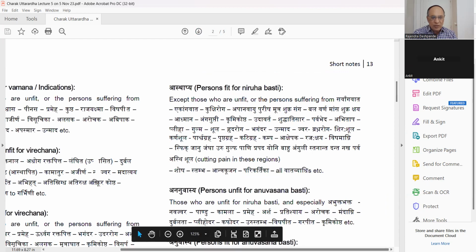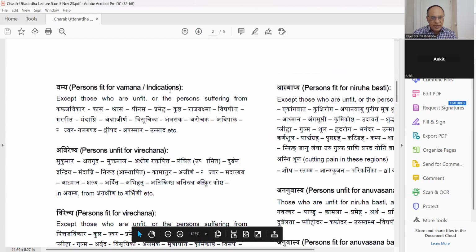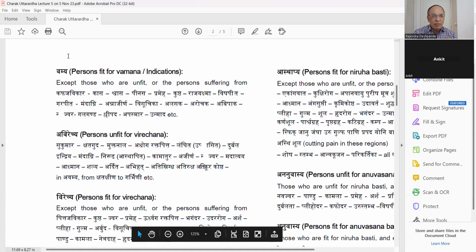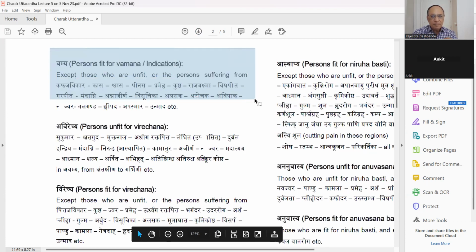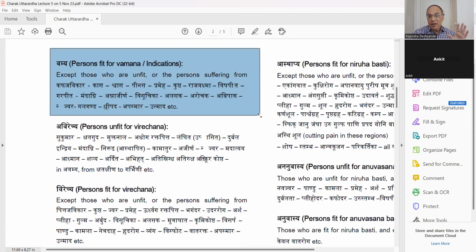Now I will move your screen to the left side. Now we are talking about the Vamya, persons fit for the Vamana. Here you can give the Vamana. Here you can give the Vamana. So Vamana basically you write down for Kapha problem. Except those who are unfit, the person suffering from Kaphaja Vikara.